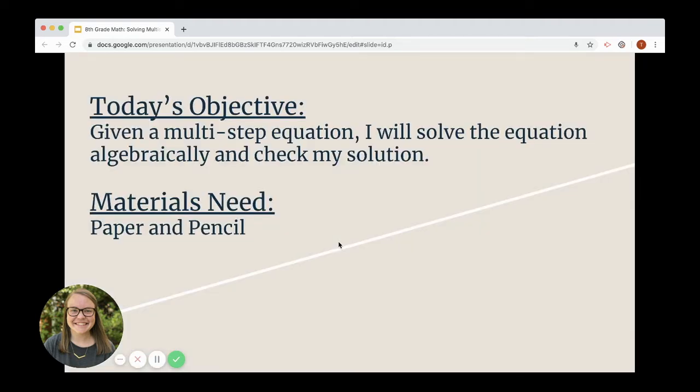All right, today's objective states that given a multi-step equation, I will solve the equation algebraically and check my solution. All you need today is paper and a pencil.